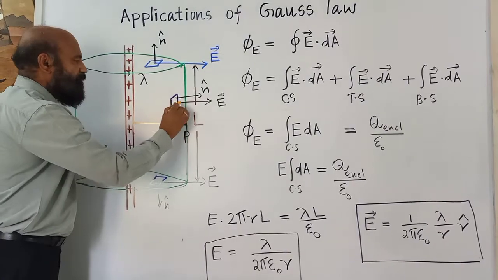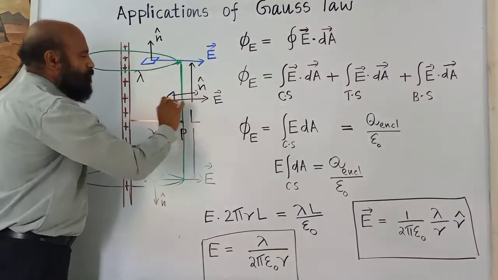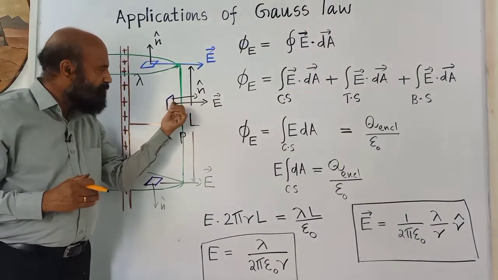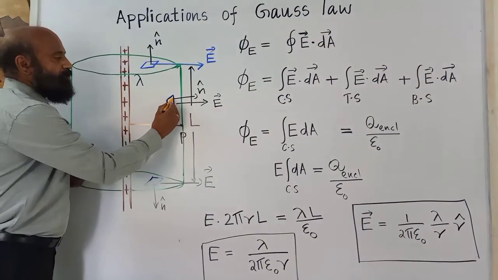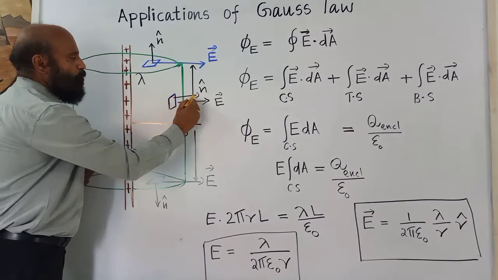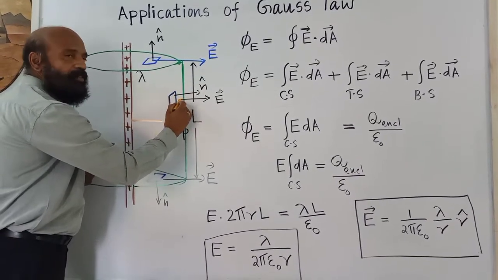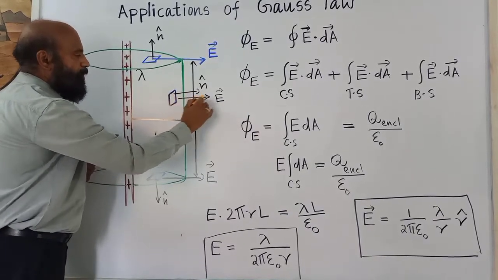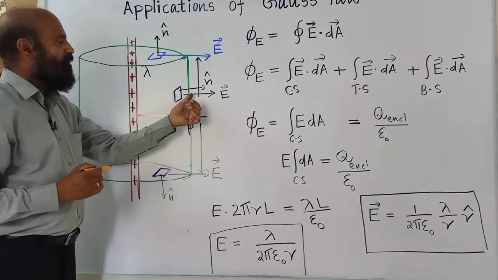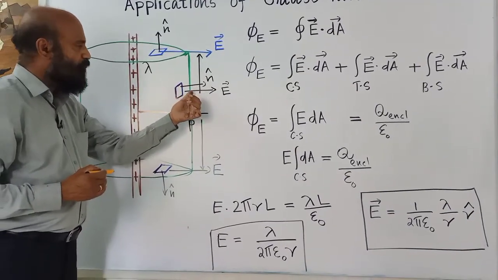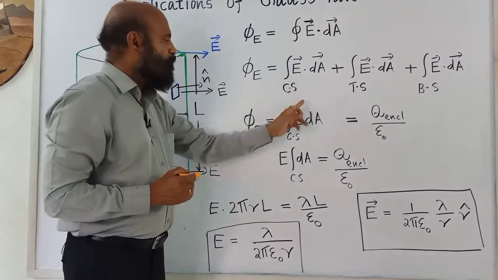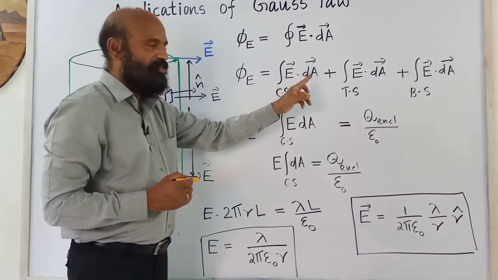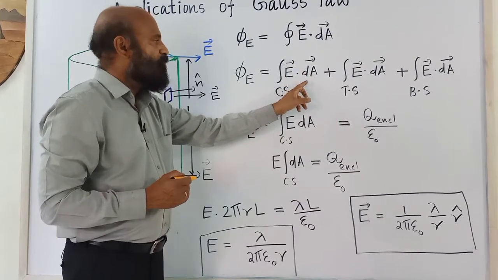Then intensity is directed away from the wire. So it is that side, radially outward. So intensity here is that side. Then this is the area vector or a unit normal. So here you can see that intensity and area vector, they are parallel. That means theta is 0 degree. Theta is 0. So this term will become E into dA. E vector dot dA vector is EdA cos theta, but here theta is 0. So cos 0 is 1.